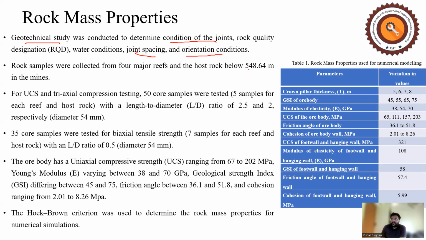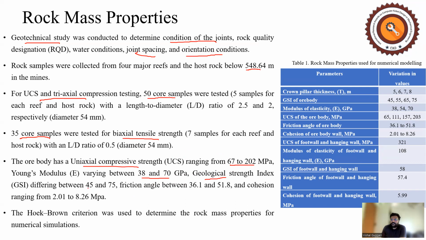The rock samples were collected below 548 meters. 50 core samples were tested for uniaxial and triaxial compression testing, and another 35 core samples were tested for biaxial tensile strength. From the laboratory study, we found that the ore body has large variations in the strength parameters, such as UCS, which varies from 67 to 202 MPa, and Young's modulus, which varies from 38 to 70 GPa, and the geological strength index, which includes the geological disturbances.